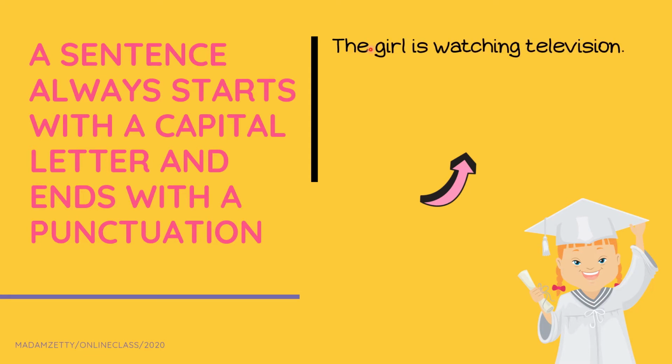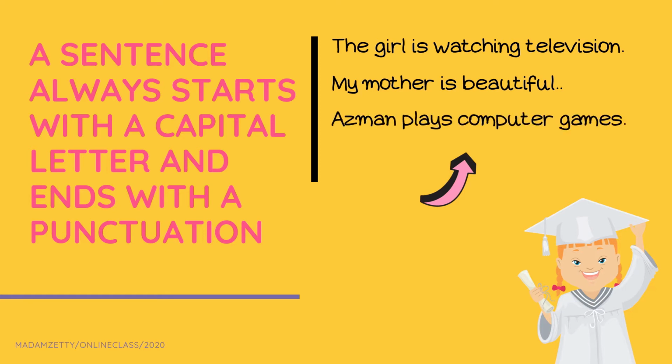Okay, for example, the girl is watching television. The girl is watching television. So the first letter T is in capital, and then at the end of the sentence there's a punctuation which is a full stop or a period. Next one, my mother is beautiful. So look at the first letter M, it's in capital, and then at the end of the sentence there's also a full stop. And next one, Azman plays computer games. So the first letter A is a capital letter over here, and then at the end there's a full stop.